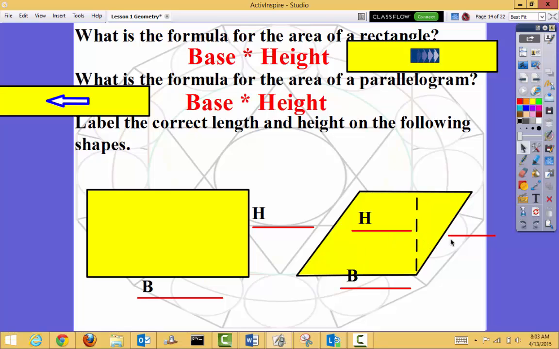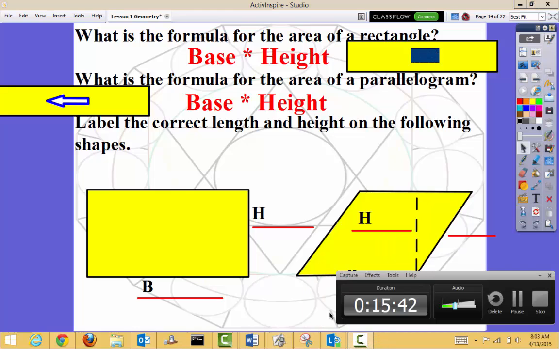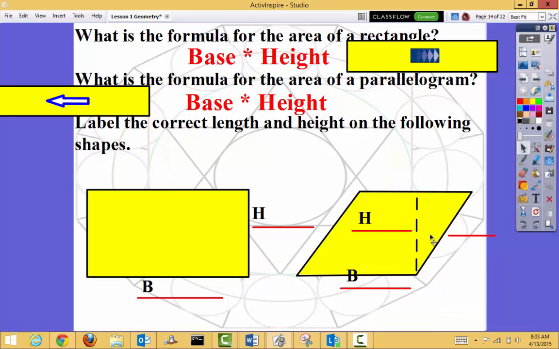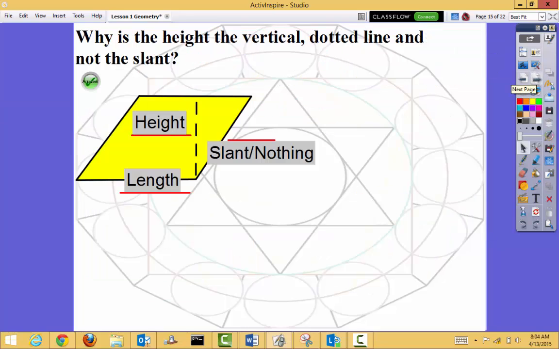Now look at this one right here. What do you notice? It says it's its slant or nothing. What does that mean, slant and nothing? Well, if it's a slant, this is not its height. Height is how tall you are from the bottom to the top. We're not measuring how long a slant is, just how tall it is from the bottom to the top. So this slant is going to be nothing really. It doesn't have a purpose in our geometry today. All right, let's go to our next page.